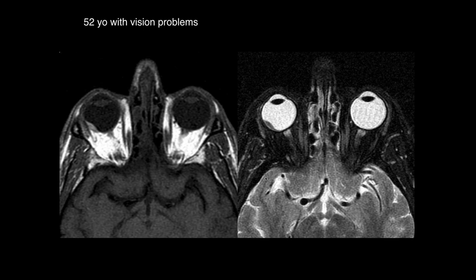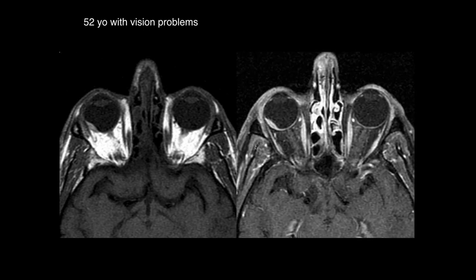52-year-old with vision problems. So in the right globe, there's an area of thickening at the posterior wall of the globe. There's an enhancement there also. So I think this appearance could be either retinal detachment or a mass. Yeah, this would be a melanoma.